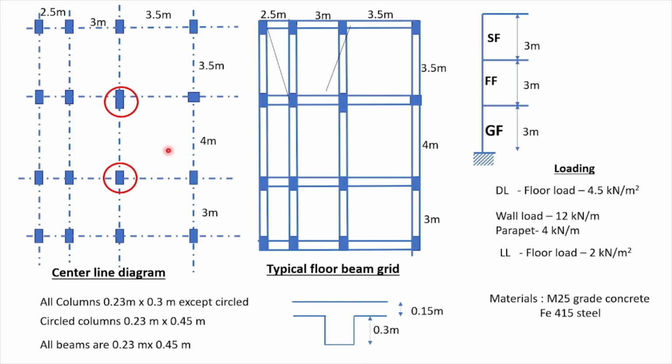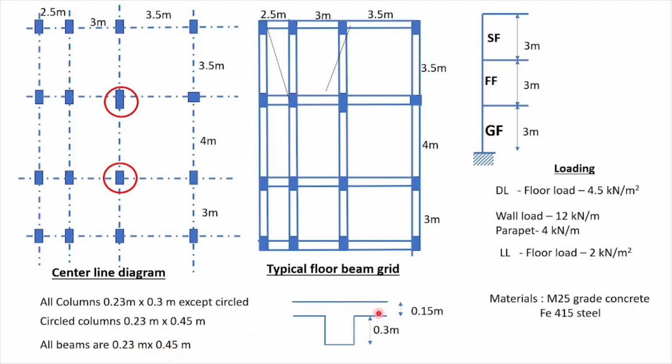And in the center line diagram, if you observe, there are two different column sizes. All columns are 0.23 by 0.3 except this circled one. These columns are 0.23 by 0.45. And coming to the beams, for simplification I have considered 0.23 by 0.45, where 0.23 is the width and 0.45 is the depth.